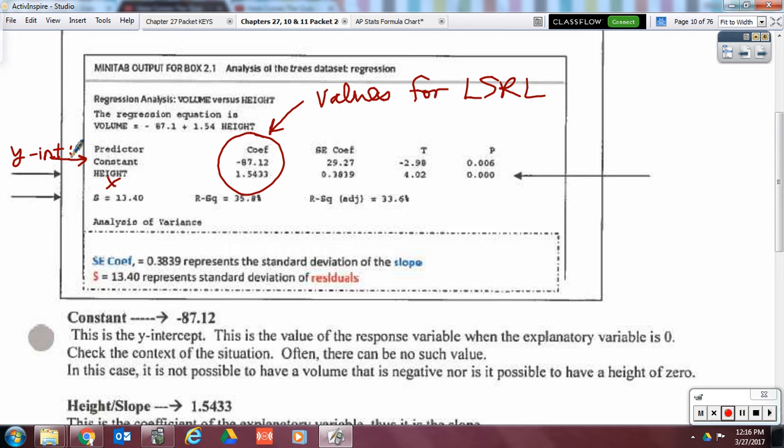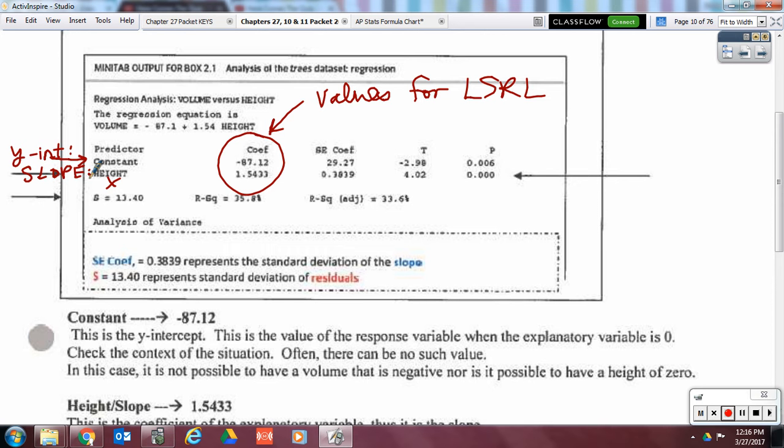This is the value of the y-intercept, negative 87, and then we'll talk about the other things about it as well. So the second one is the variable height, and the coefficient to the height is the m, or the slope. So this entire line is about slope. All right, now, a couple things. Let's first talk about your y-intercept.